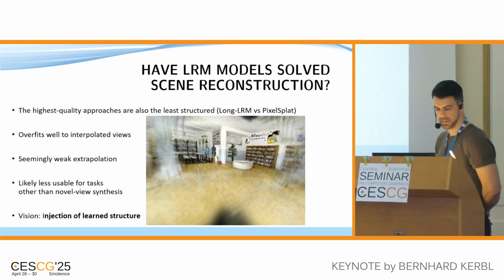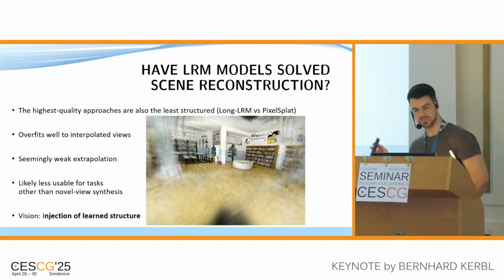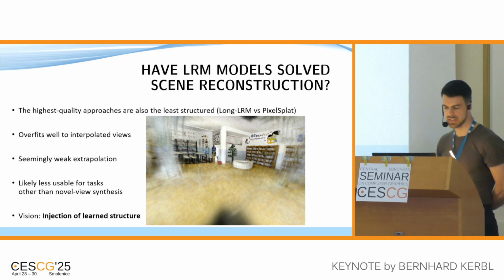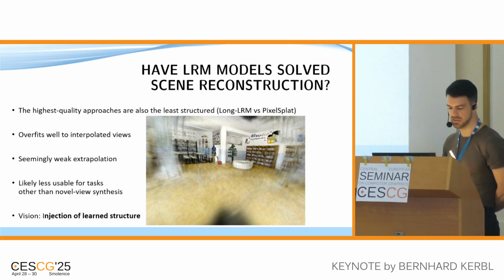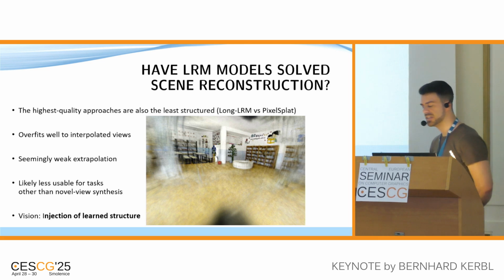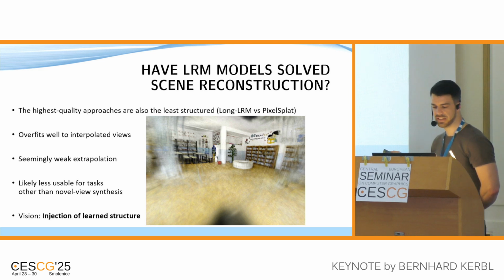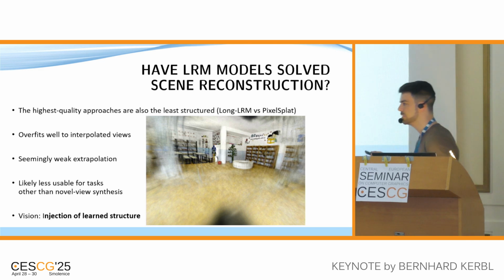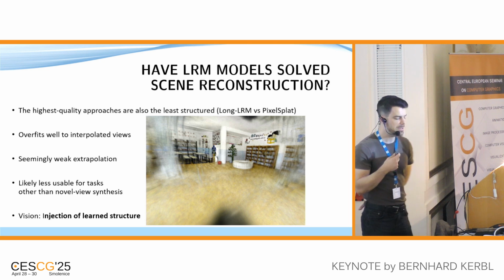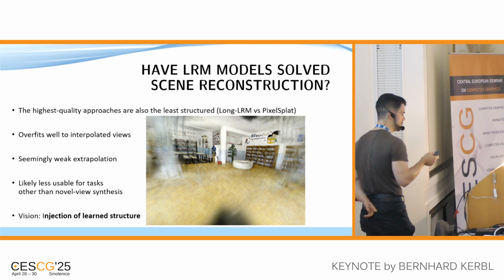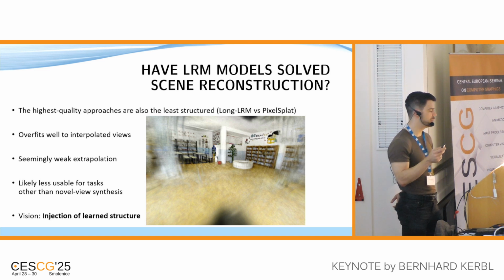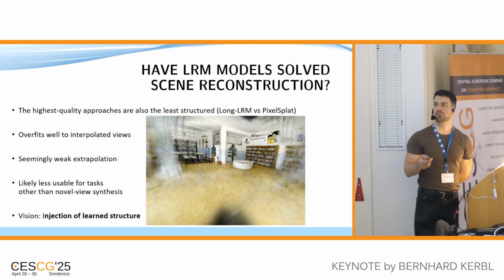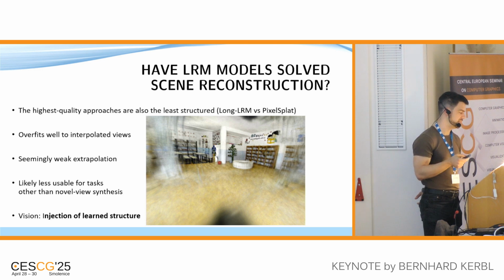Now, is that the end, or is it basically solved? I would say not quite yet, because the highest quality approaches are also the least structured. For instance, the Long-LRM and the Pixel Splat approaches have a tendency to overfit very well to the views that they have, but have seemingly very weak extrapolation. If you compare those lightning fast predicted 3D Gaussian splats to the actual optimized 3D Gaussian splats, you usually get very poor extrapolation as soon as you move away from the initial views that you have provided, okay?